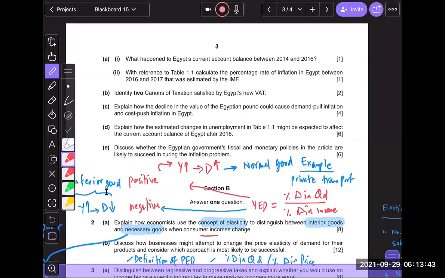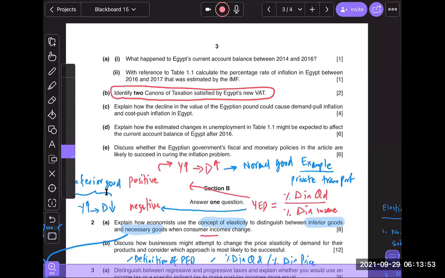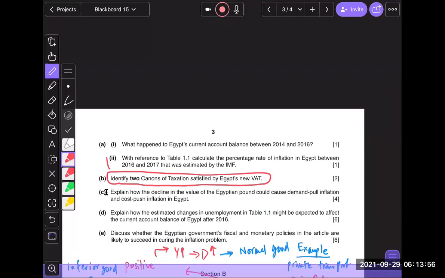Okay, awesome. Identify two canons of taxation satisfied by Egypt's new VAT. So guys, what are the canons of taxation? If you remember canons of taxation from notes, it's a good point to revise that there are basically 4 canons of taxation. There is certainty: there should not be any surprises about the taxes, the timing of the tax or the amount that needs to be paid shouldn't be coming as a surprise.